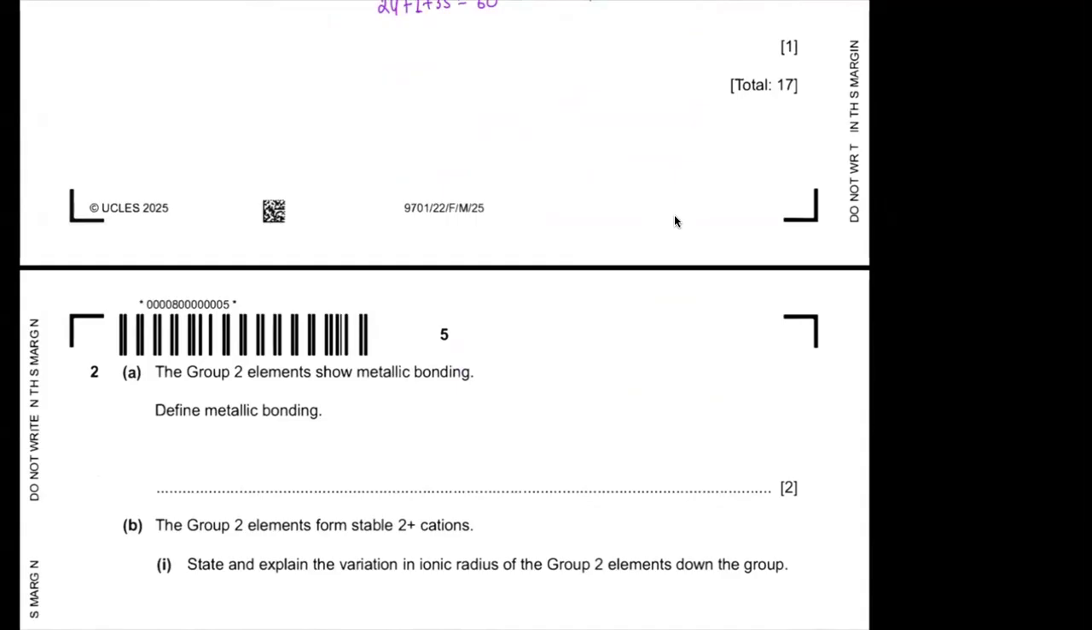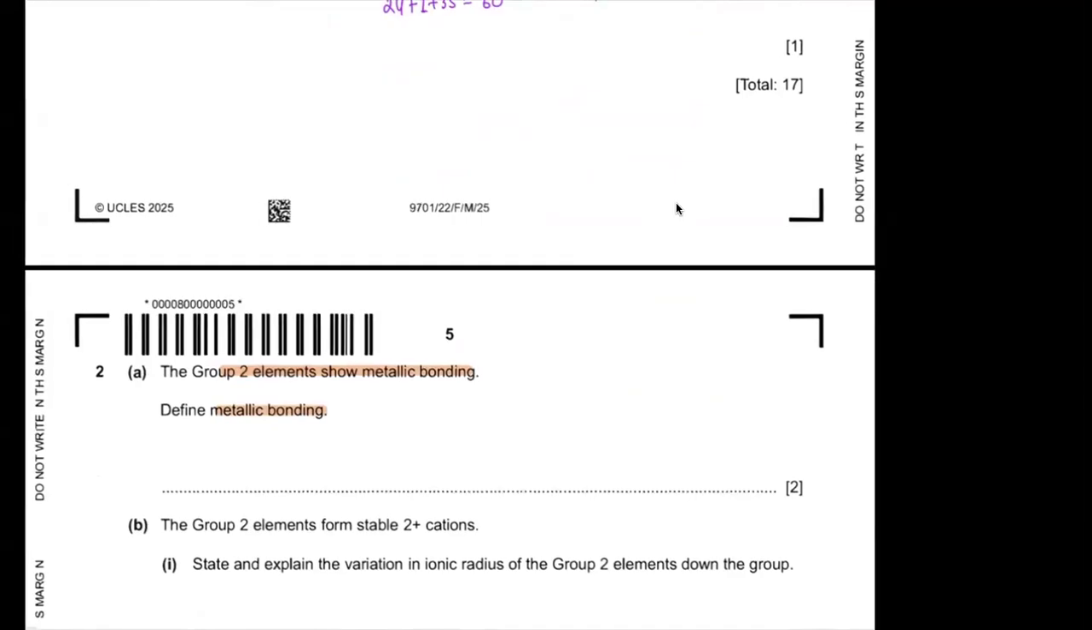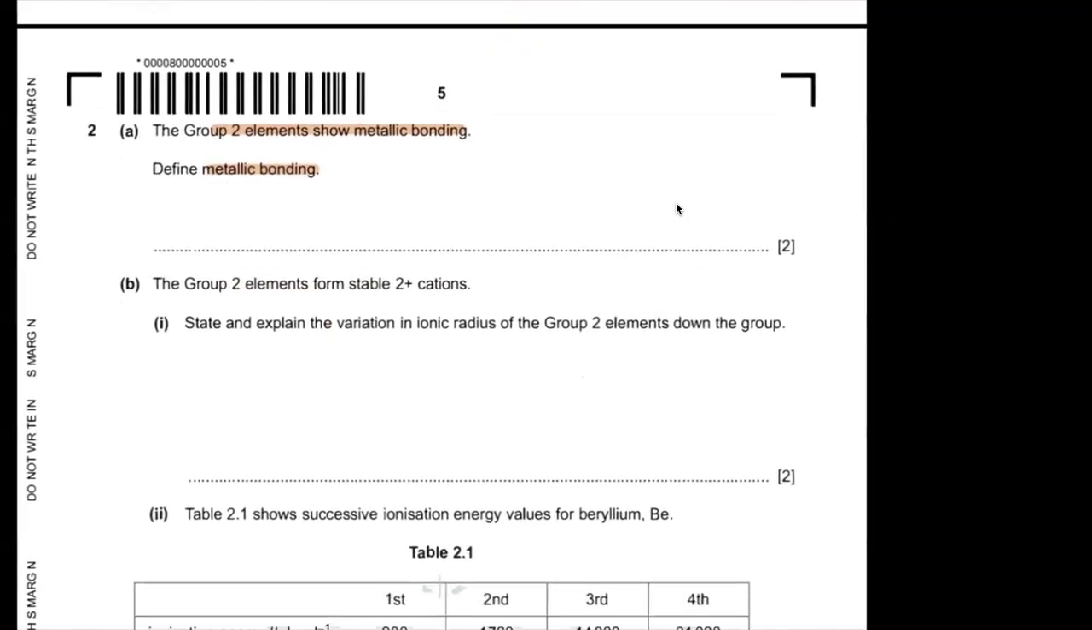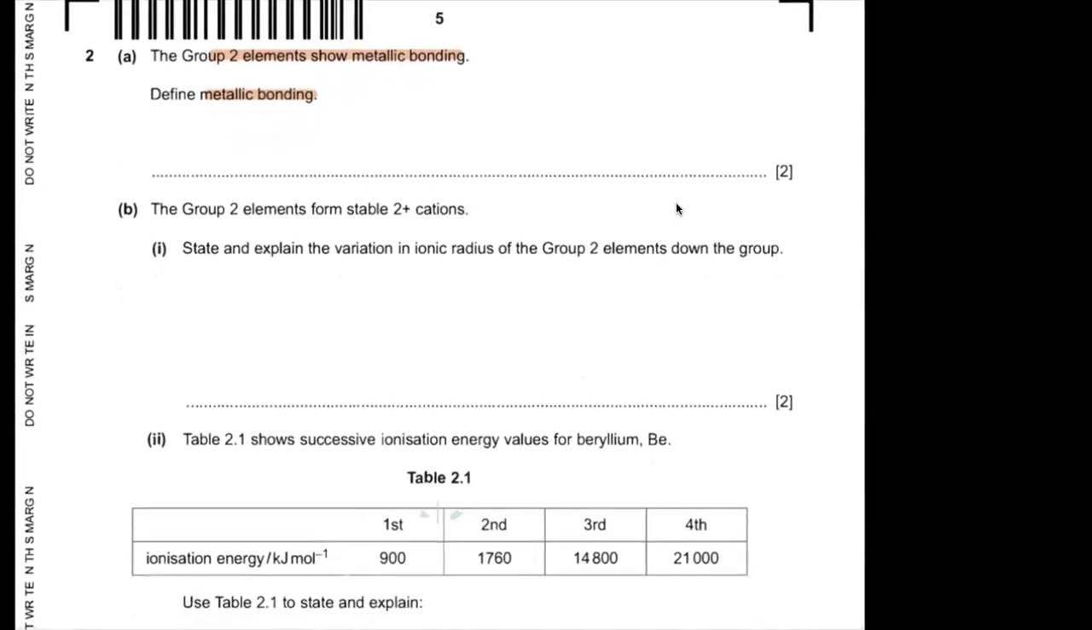Okay. Now question number 2. Group 2 elements show metallic bond. Define metallic bonding. So I'm not going to write the definition. You must remember that it is an electrostatic force of attraction which holds the cations and the delocalized electrons, or it is the electrostatic forces of attraction between the cations and the delocalized electrons, right?